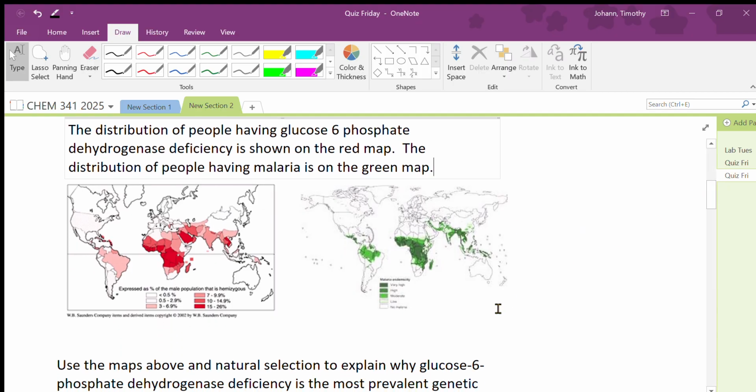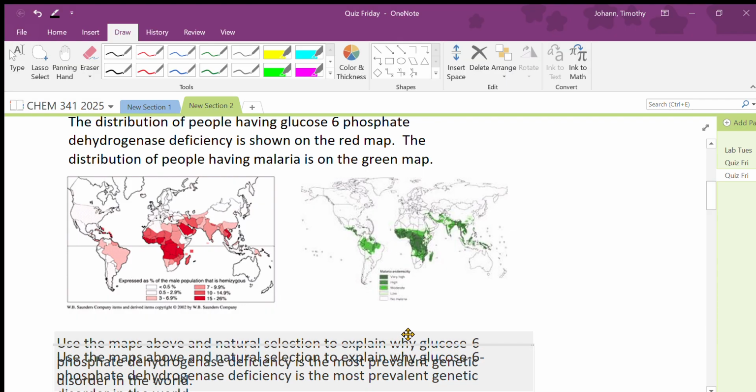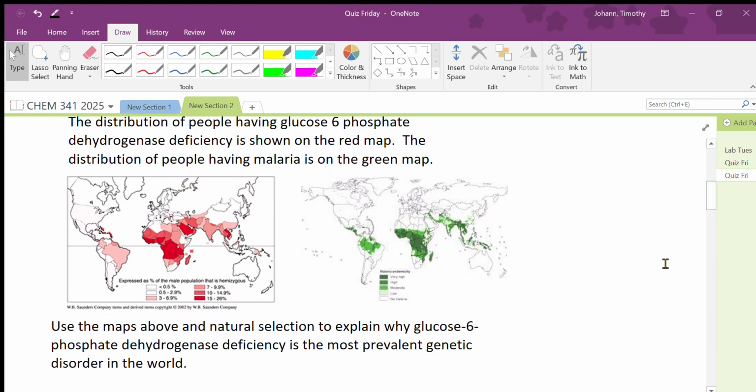Your task is to use the maps and natural selection to explain why glucose-6-phosphate dehydrogenase deficiency is the most prevalent disorder in the world. You actually have gotten enough information in this class that you could hit the right mechanism. But if I was grading this, I'd just be looking for a mechanism that made sense based on this data. Does that make sense? So let's take maybe 2 or 3 minutes and do your 3-part answer, and then we'll talk about it.